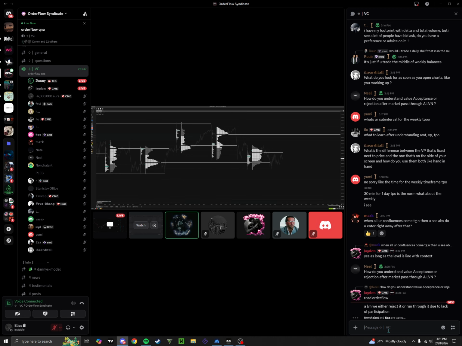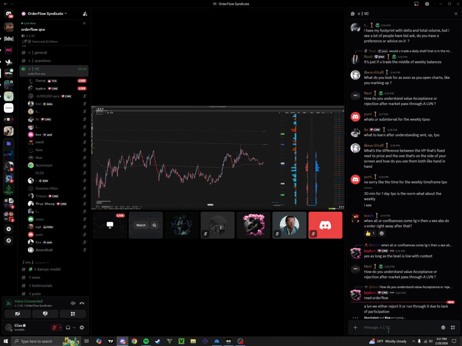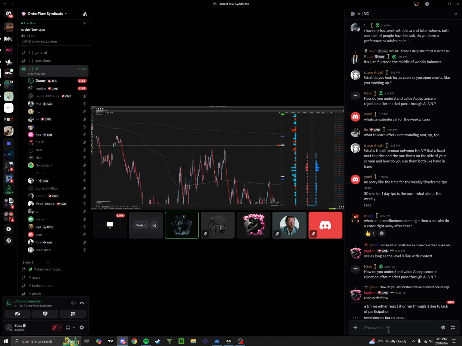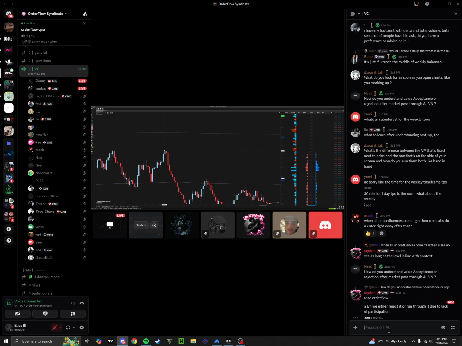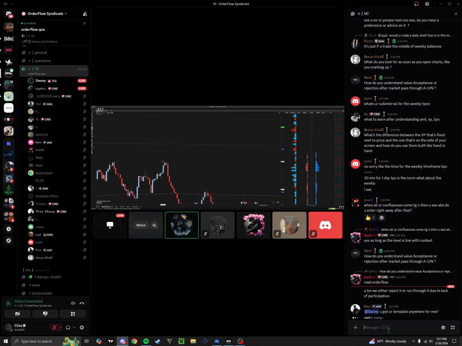So if I saw absorption here at this wick, let me zoom in. If I saw it here, I probably wouldn't enter till I saw this bearish candle, and that would be just a little bit of extra confirmation to enter. And then obviously the next candle went way further down.